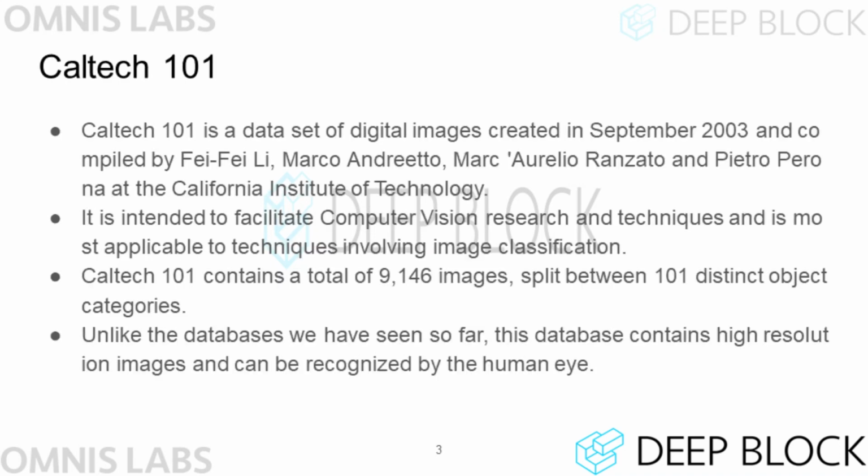The Caltech 101 dataset is an image dataset developed in 2003 by California Institute of Technology. This dataset is designed to be used for image classification technology research and consists of 9,146 images belonging to 101 classes. Unlike MNIST or CIFAR-10 discussed in the previous lectures, the total number of images is small, but it consists of images with much higher resolution.